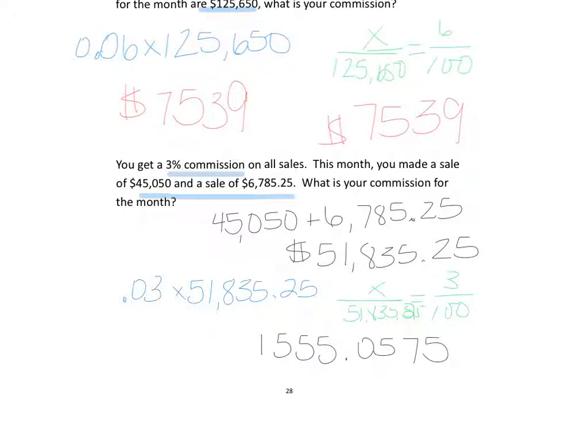$1,555.0575. We know that we are going to have to round. We don't care about the 5. We say, what does 7 do to this 5? It makes it go up. So our commission is $1,555.06.